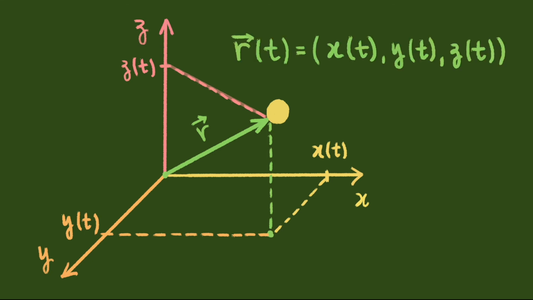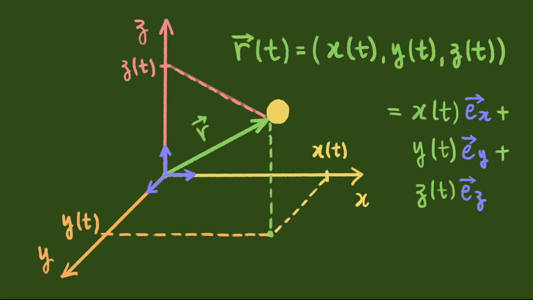If we arrange unit vectors for each of the three directions, x, y, and z, the components of the original position vector can be written as coefficients of the sum of the three vectors.